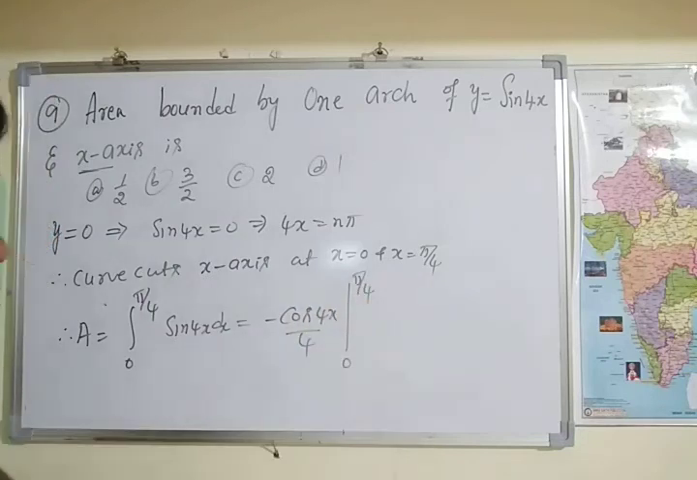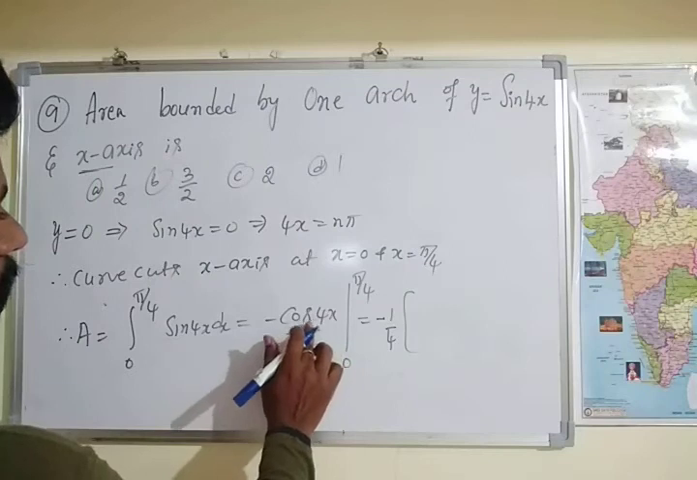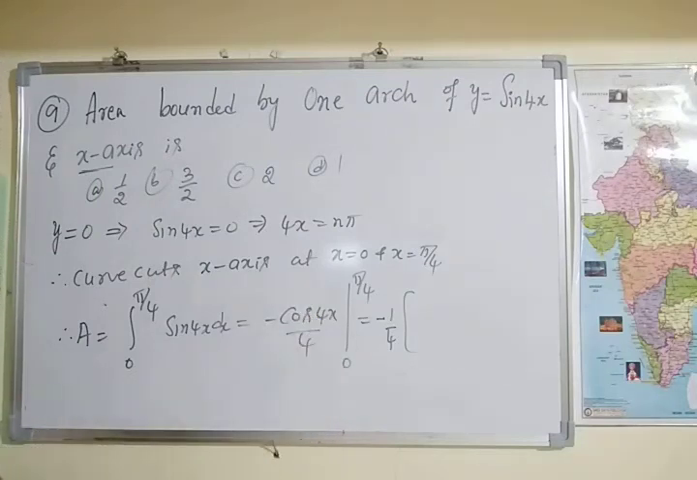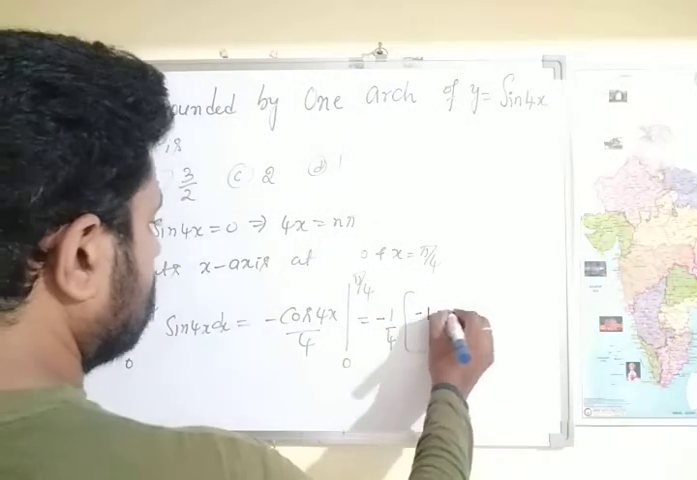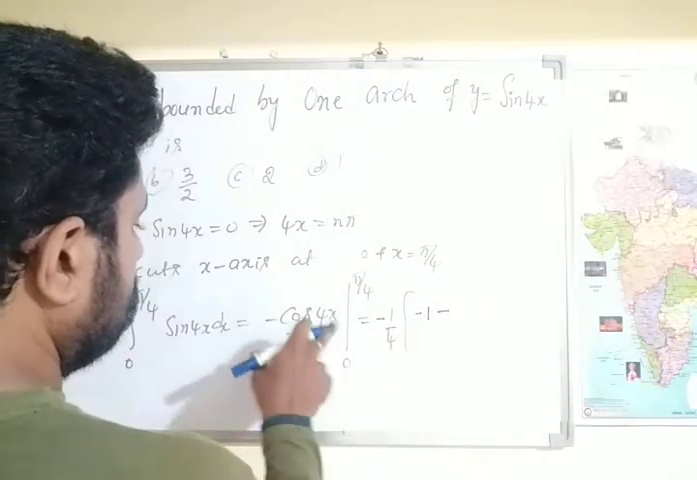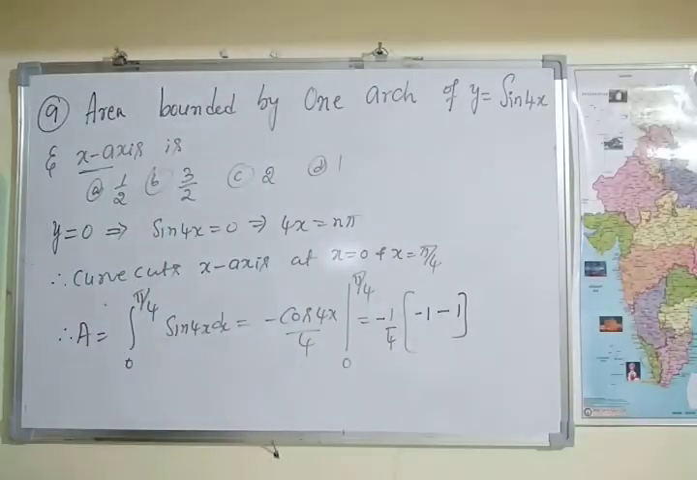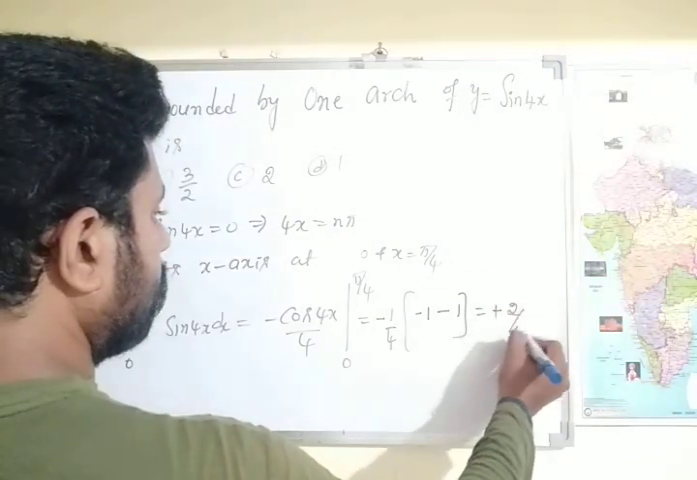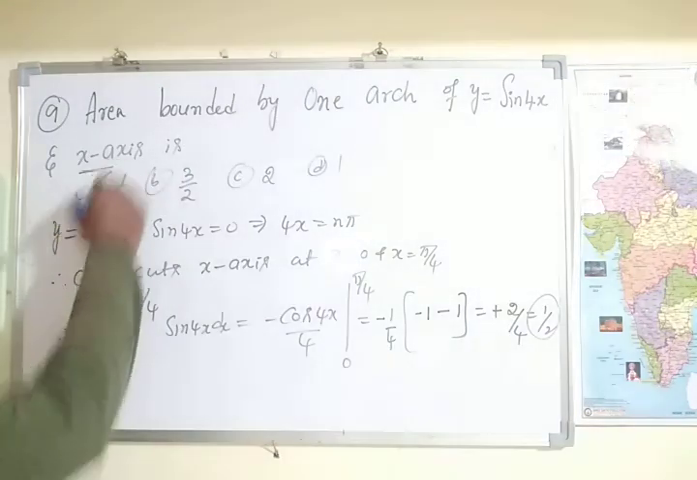The upper limit pi by 4 gives minus 1 by 4 of cos of 4 into pi by 4, where the 4 gets cancelled. Cos of pi is minus 1, minus cos of 0 which is 1. So minus 1 minus 1 is minus 2, into minus, we get plus 2 divided by 4, which is equals to 1 by 2. Option A is correct.